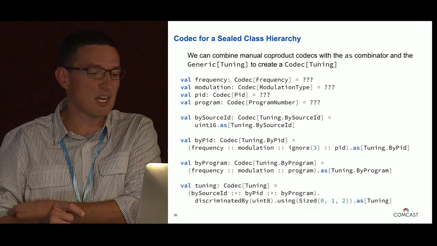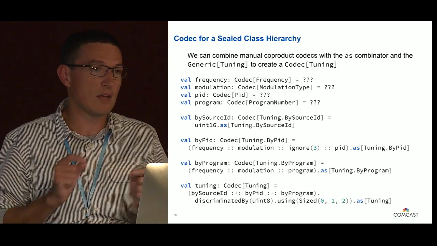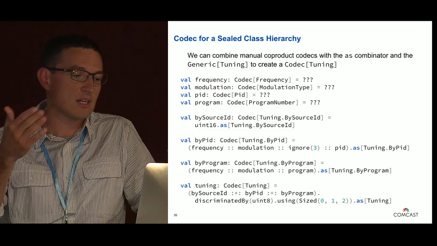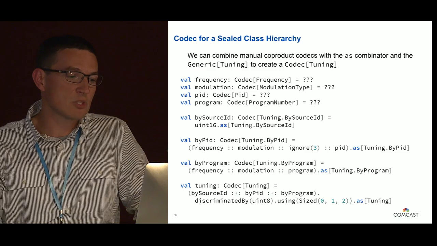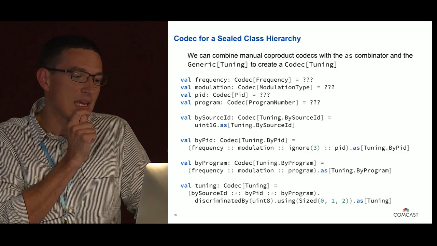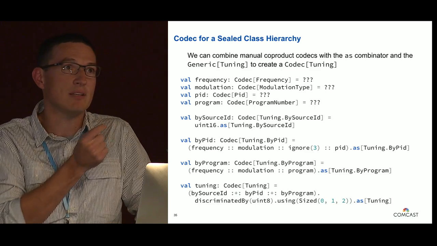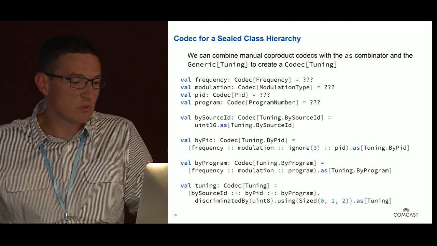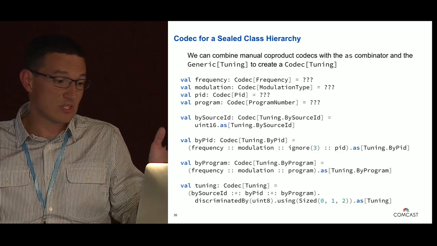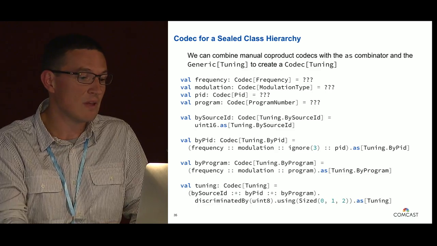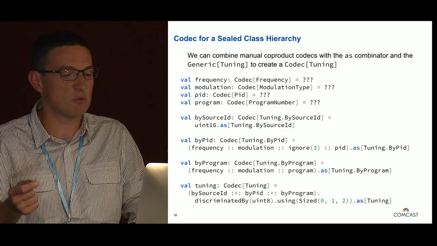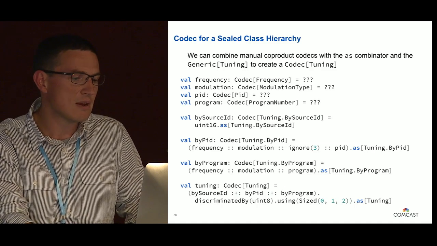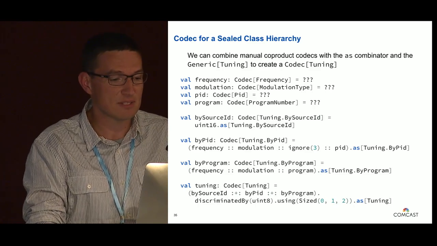Defining a codec for the supertype, though, we can do using this OR syntax with discriminated by and using. So we can just say a codec of tuning is a by source ID, by PID, or by program, discriminated by a leading 1-byte field. And if that single byte field is a 0, we're going to decode the binary as a source ID. If it's a 1, we'll decode it as a PID, and so forth. Notice we get to use the as syntax, right? Because at the end of this, we just have a codec, so we get the full as support. Because tuning has its generic representation being a coproduct, we're able to use as there. That all builds off of that generic representation support from Shapeless. But otherwise, this looks very much like the previous example.